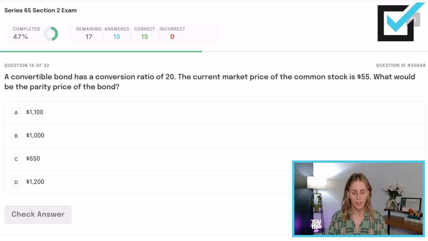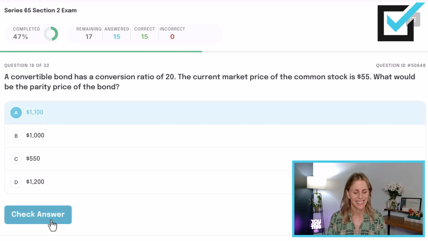So for your one convertible bond, you can get how many shares of common? 20. And there are 20 shares. Each one of those shares is worth how much currently? $55. 20 times 55 is $1,100. That is the parity price of the bond. So the bond's going to trade at parity. If it was trading for less than $1,100, then you would want to convert the bond into shares of common stock. That would be below parity.